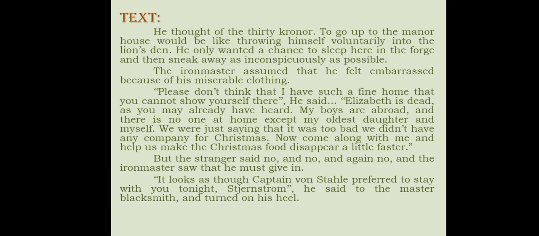The ironmaster told the tramp that he should not think that the house is not good enough and that he cannot come there. He said that Elizabeth, his wife, had died, and the tramp might have heard about it. He said further that his sons are living in foreign countries, and only he and his eldest daughter live in the house. The ironmaster explained that they did not have any company for Christmas. They were sad about it. He requested the tramp to come to their home and eat food prepared on the occasion of Christmas.